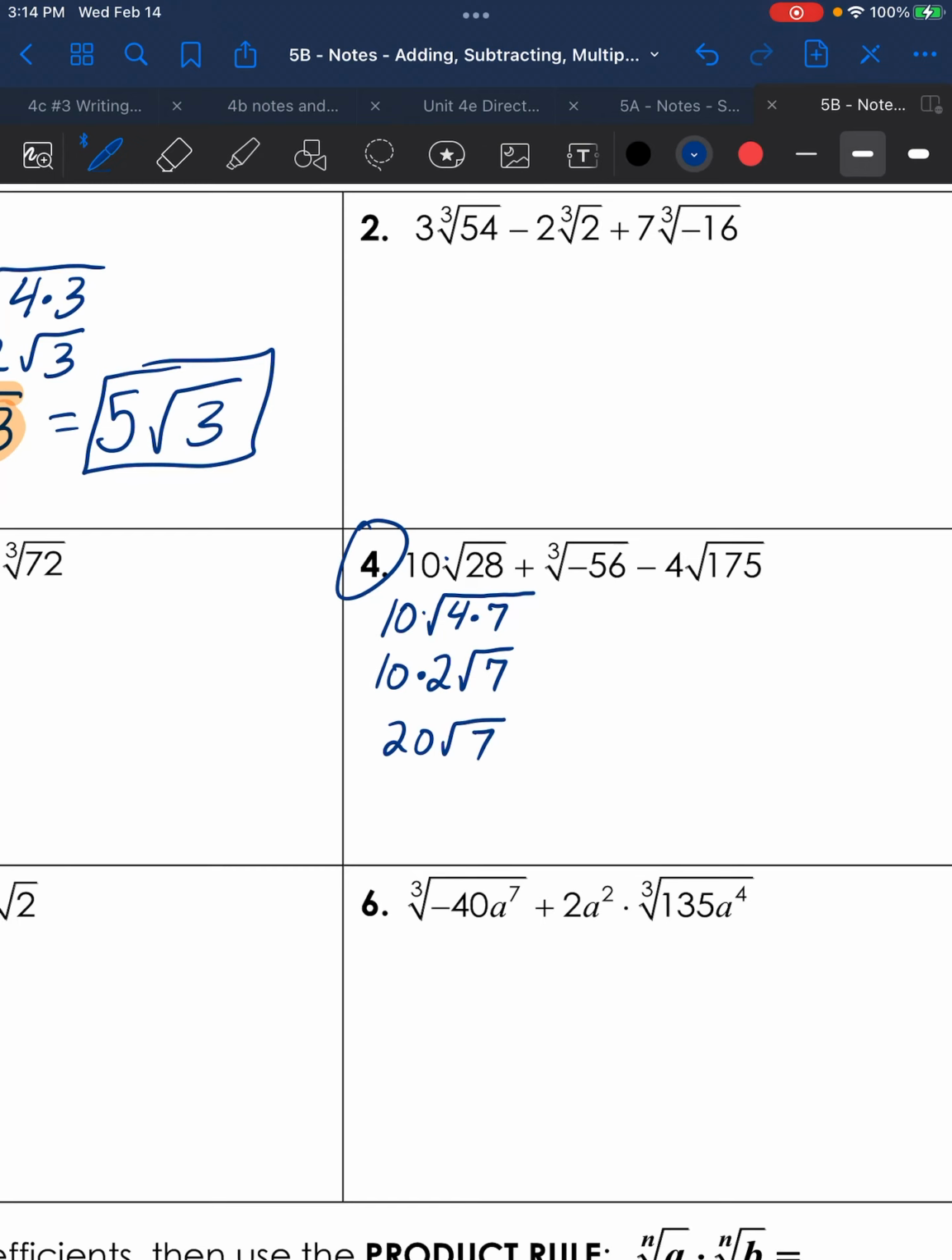Now our next term, I'm going to bring that plus down. And our next term is the cube root of negative 56. So I want to think about my cube roots. Is there a perfect cube that can divide out of negative 56? There is. And remember, cube roots can deal with negatives. The negatives can come out. So it's 8 and 7. And the cube root of negative 8 is negative 2. And the 7 will stay underneath. So it's really plus a negative, which is the same thing as a minus.